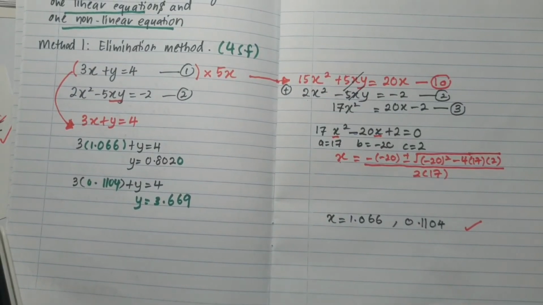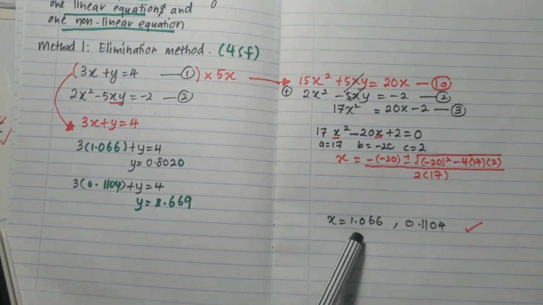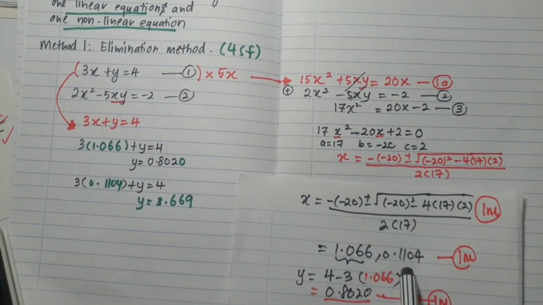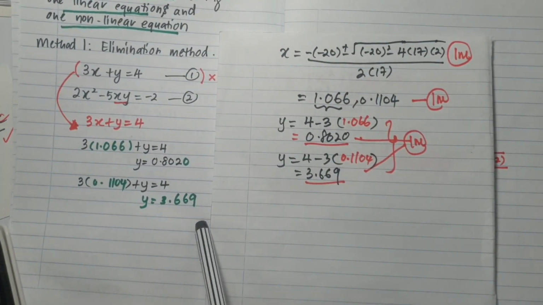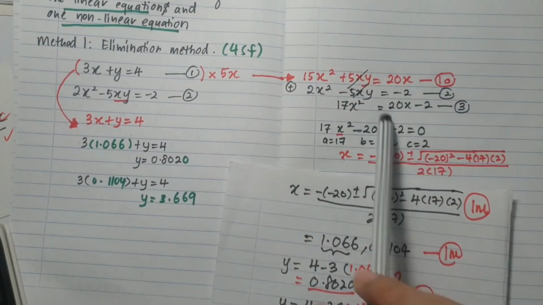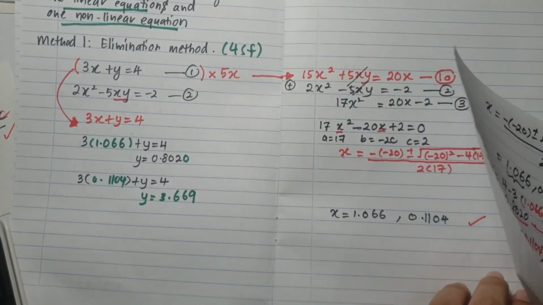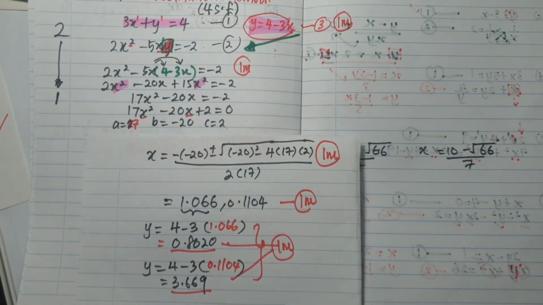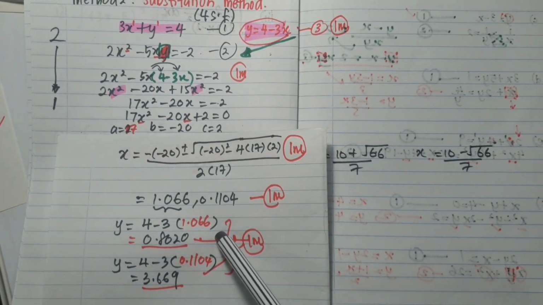Okay, so your final answer is the same as you use elimination method. X is 1.066, you get. Next, 0.1104, okay, the same. And the value of y, first value this one, and the second value is this one. So this one is by using elimination method, and this one is by using substitution method. The same answer. Okay.